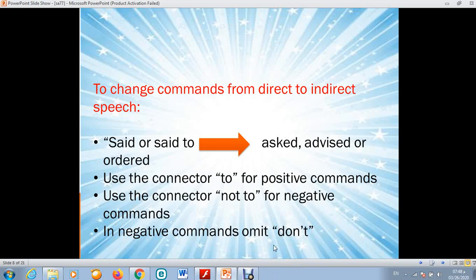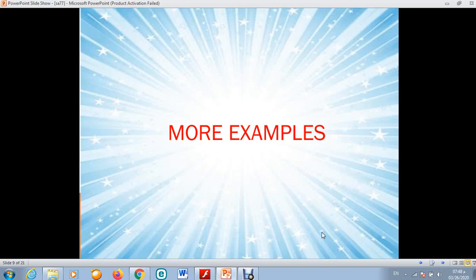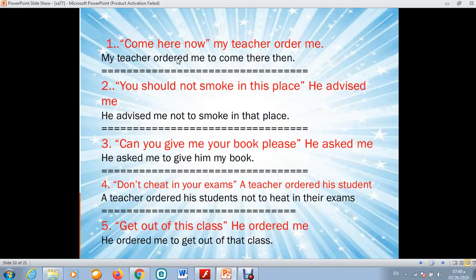For example, don't waste your time. Don't hit your brother. This is a negative command. So, to change a negative command from direct to indirect, the first thing is to omit don't. Now let's see more examples for more explanation. Example number 1. Come here now.